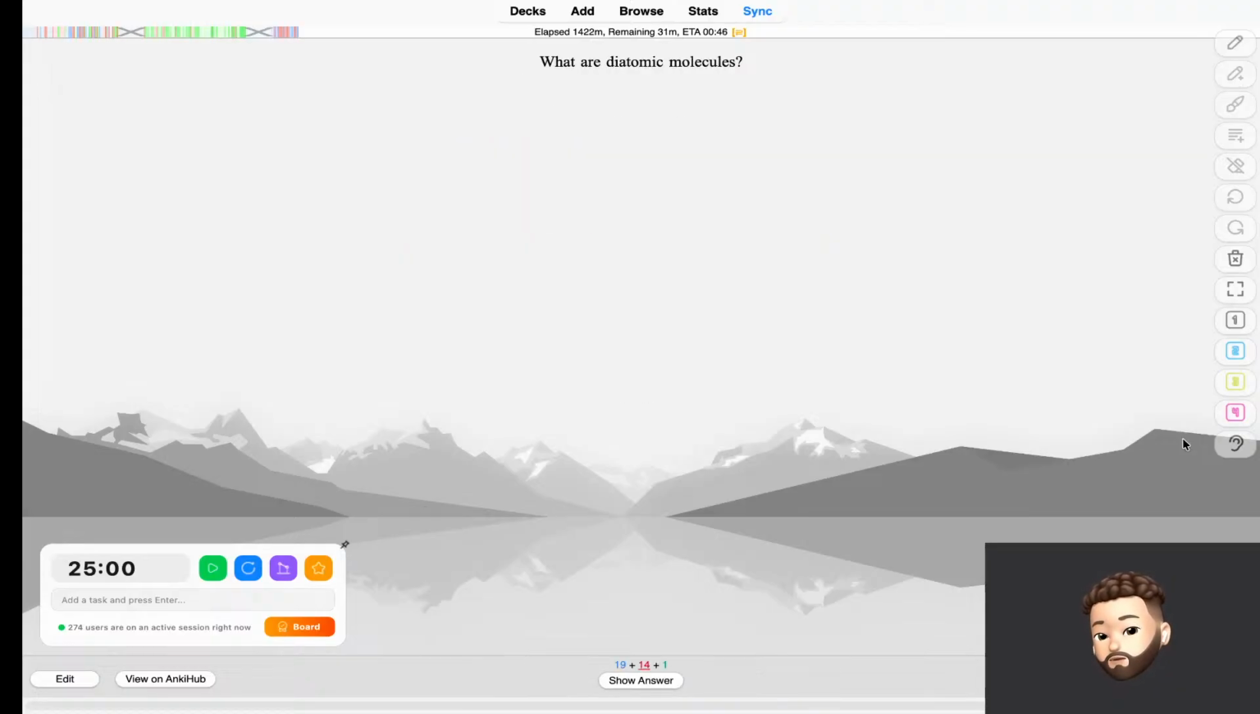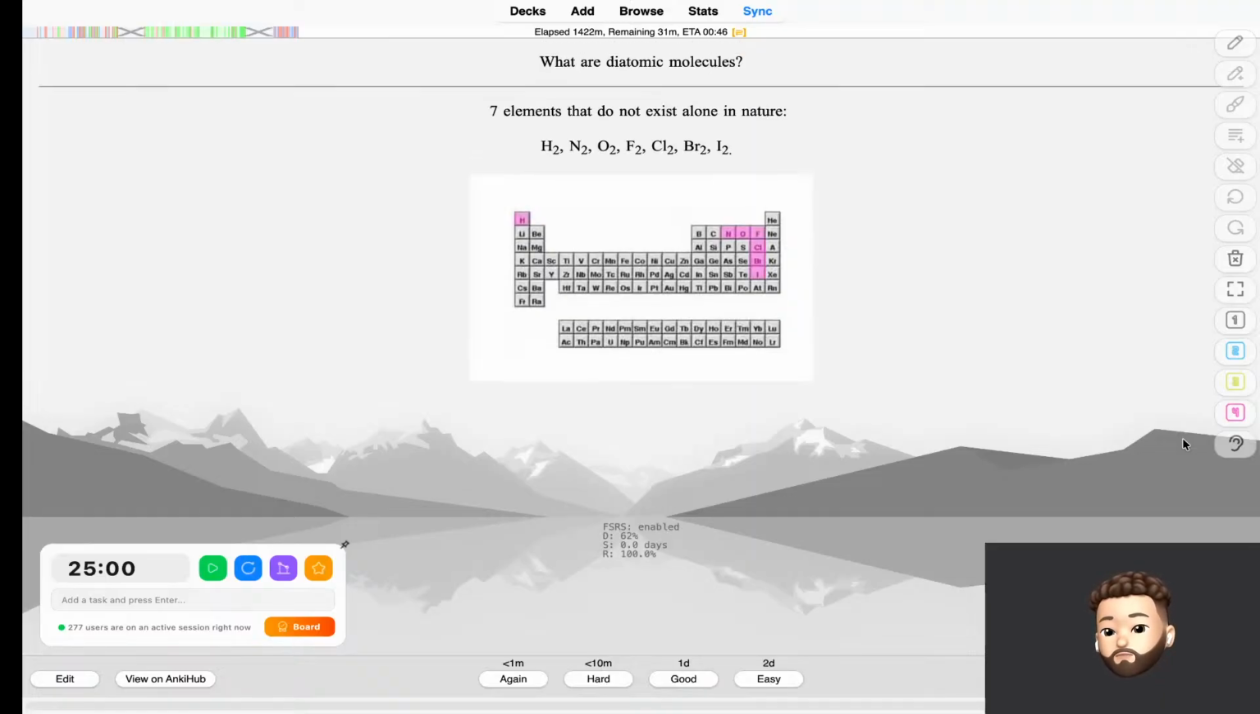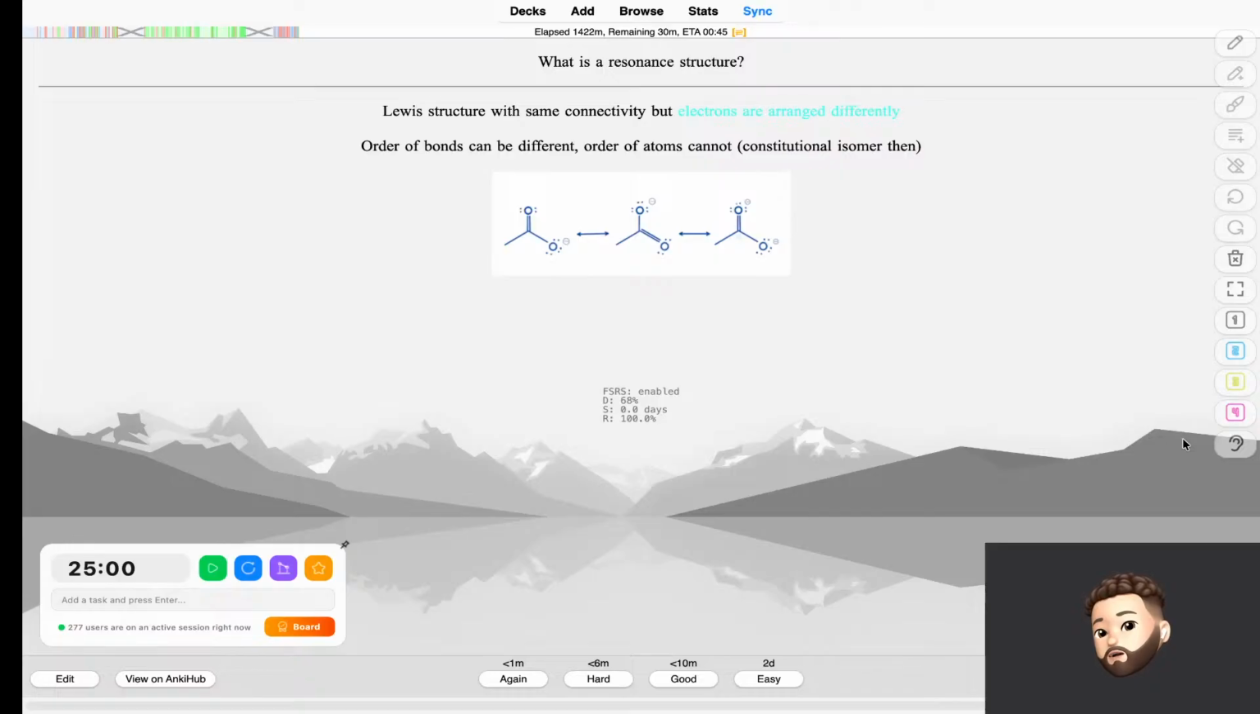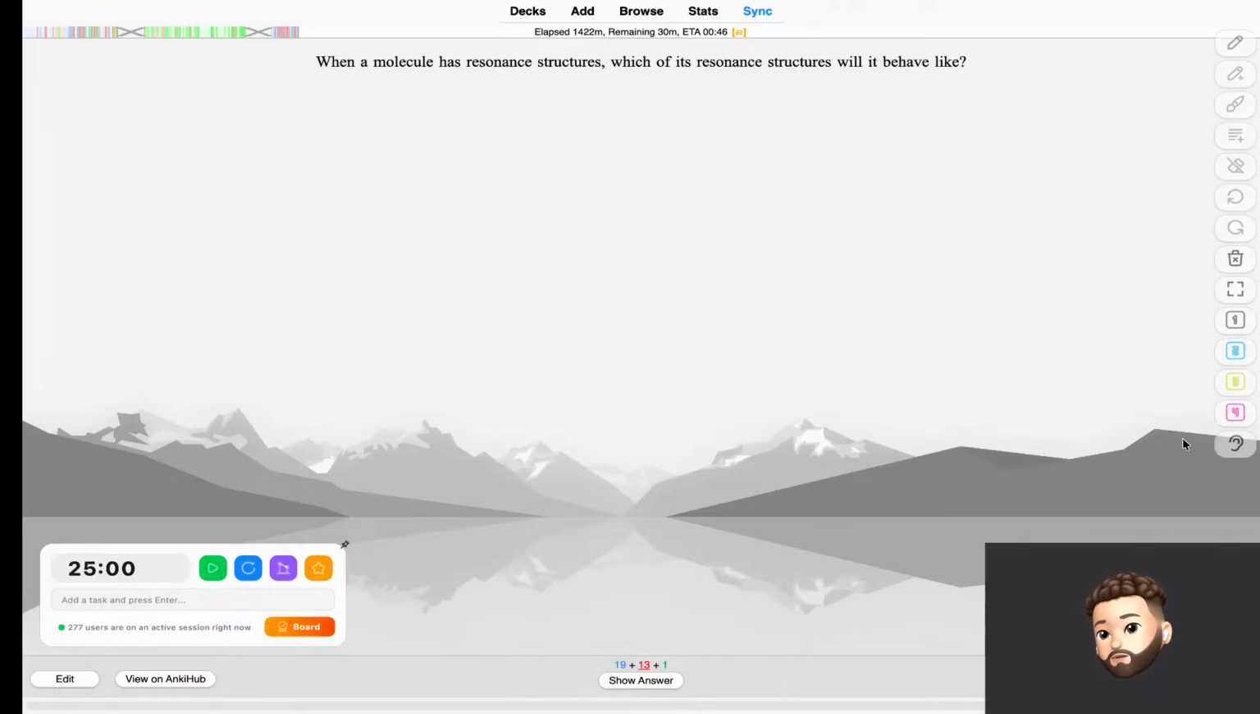What are diatomic molecules? They're molecules that are the same atom, just twice. They don't exist alone in nature. What is a resonance structure? A resonance structure is, I don't know, Lewis structure with the same conductivity, but the electrons are arranged differently. It's gonna behave like a resonance hybrid. Sometimes there are dominant resonance structures, which means it's gonna behave mostly like that one with small characteristics of the other ones.